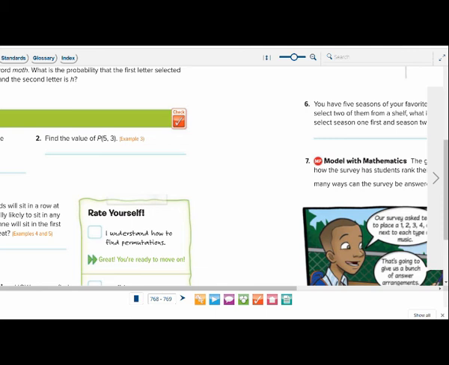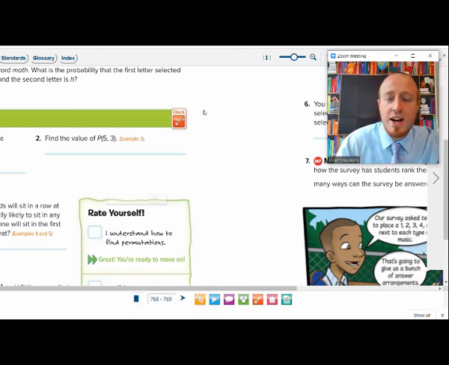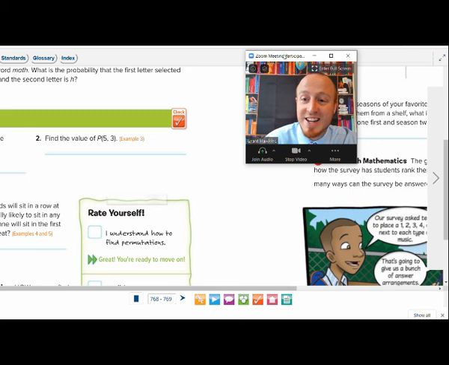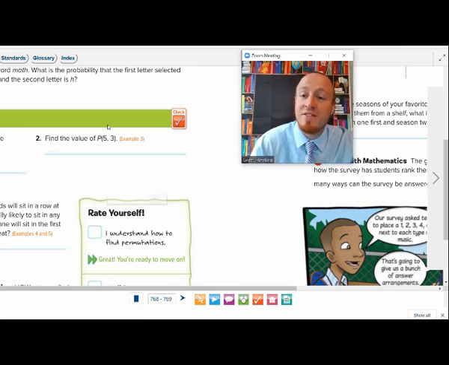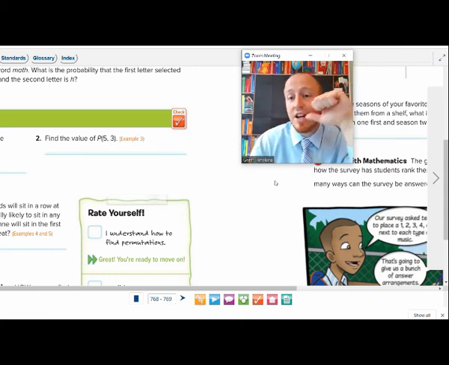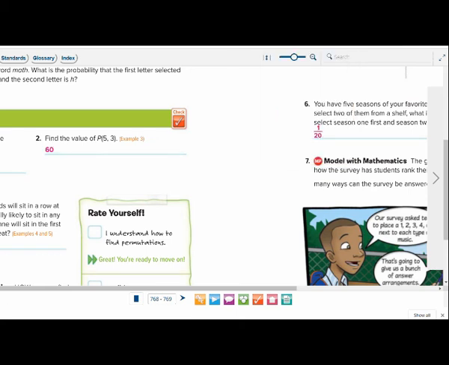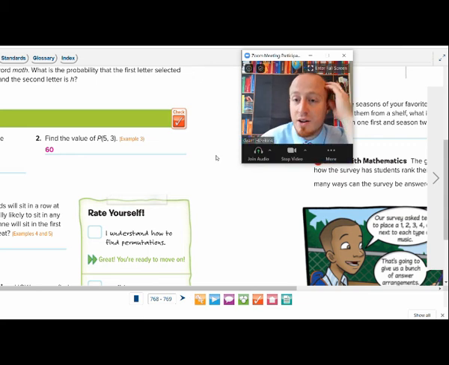Perfect. Number 2 says find the value of P 5, 3. And remember we learned together earlier that meant find the number of ways that out of 5 things, 3 are chosen. So if there are 5 things and 3 are chosen, the first choice has 5, the second choice has 4, and the third choice has 3. So that would be 60, just like the beginning of our bowling problem.